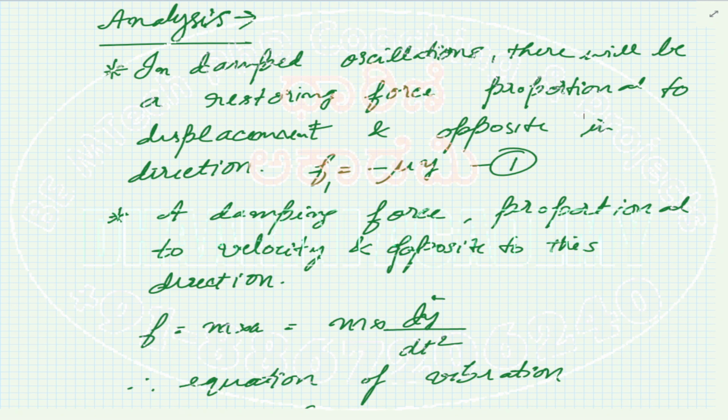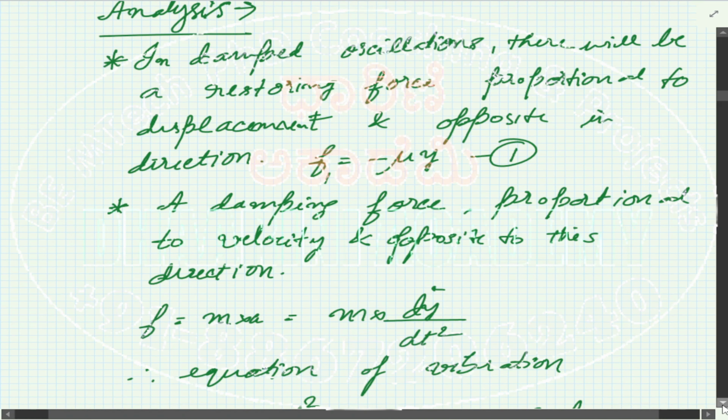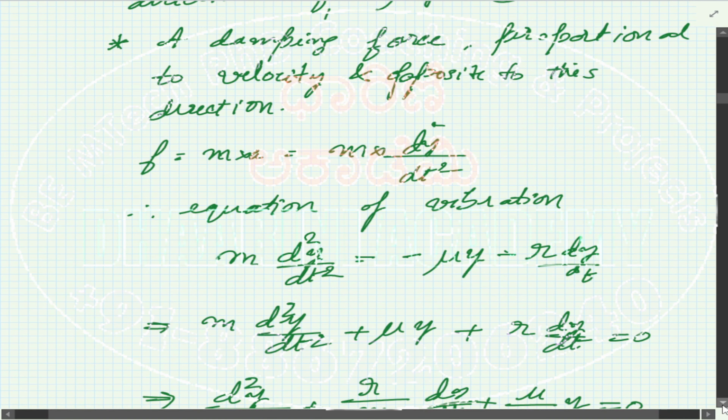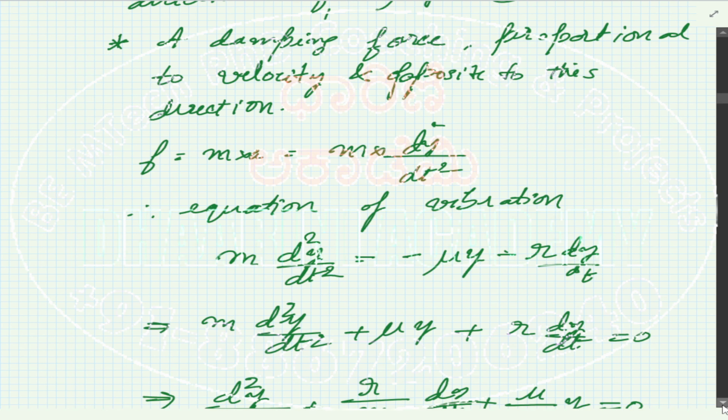Okay, so that means now we can write F is equal to m into a, which is m d square y by dt square. But now this force needs to be equal to the sum of the other two. What are they? One is minus mu into y, and the other one is minus r into dy by dt. So r is the proportionality constant, and the other constant will be mu.